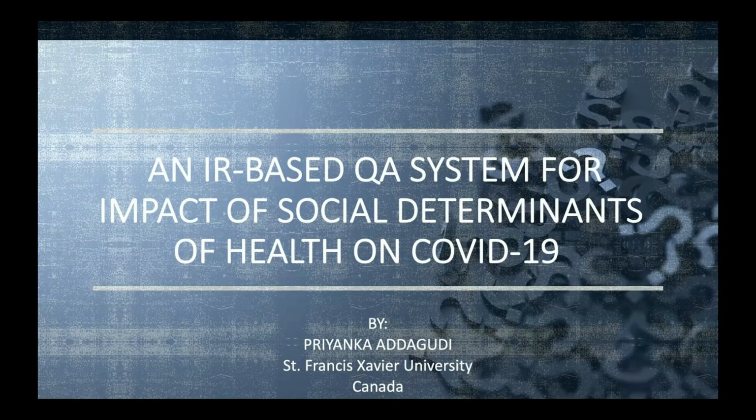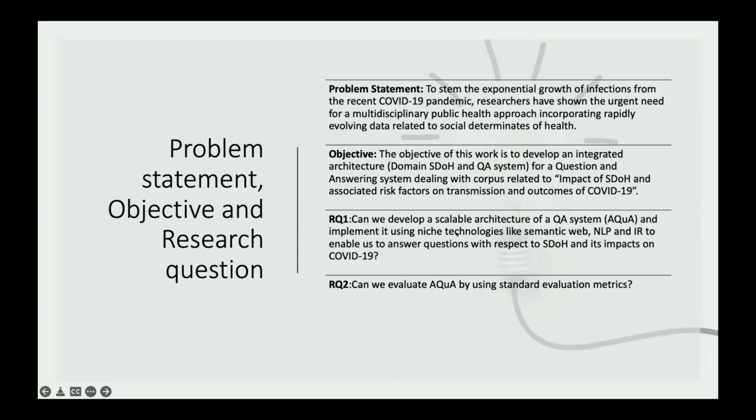I'm going to present on my topic, an IR-based QA system for impact of social determinants of health on COVID-19. Here are our problem statement, objective, and research question for this particular experiment. So our problem statement is to stem the exponential growth of infections from the recent COVID-19 pandemic.